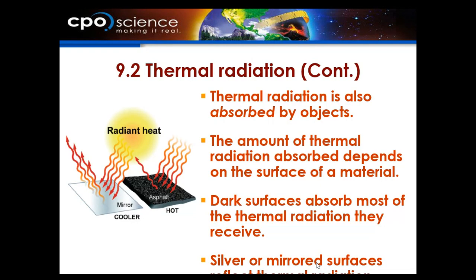Super cool. And actually, when I taught 8th grade, I used to do a lab like this where you can literally take pieces of cardboard and paint one black, paint one white, and you can see which ones actually heat up more. Okay, different objects are going to absorb that radiation and different objects will reflect that radiation, right? Thermal radiation is absorbed by objects. The amount of thermal radiation absorbed depends on the surface of that material. The color makes a difference, the type of material makes a difference.